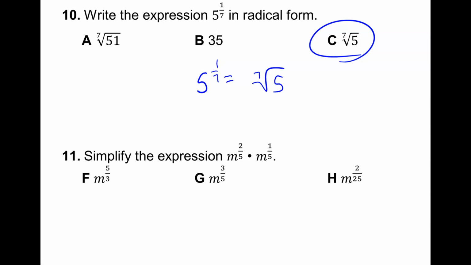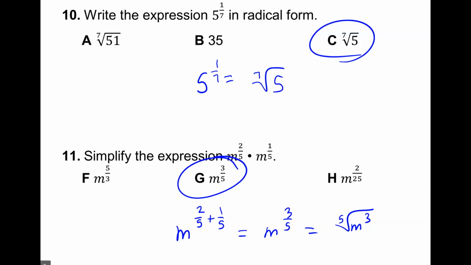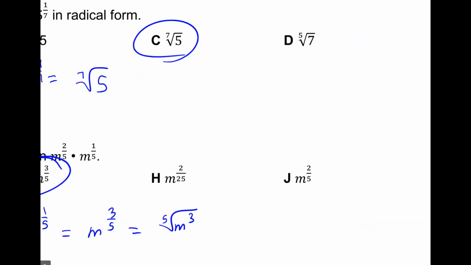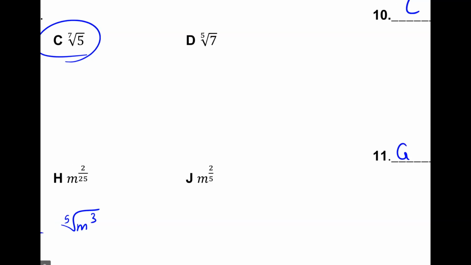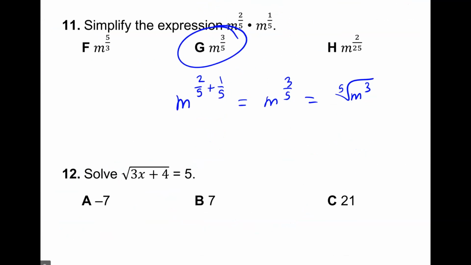Number 11. How do I simplify this? You multiply, so you add. Good. So I have m to the 3/5. Yeah. So that's going to be the 5th root of m cubed. I literally wrote it like that for you. I don't think I do that for you on the test. I think I write it in the radical form. So when it has common denominators, all you have to do is just add across.